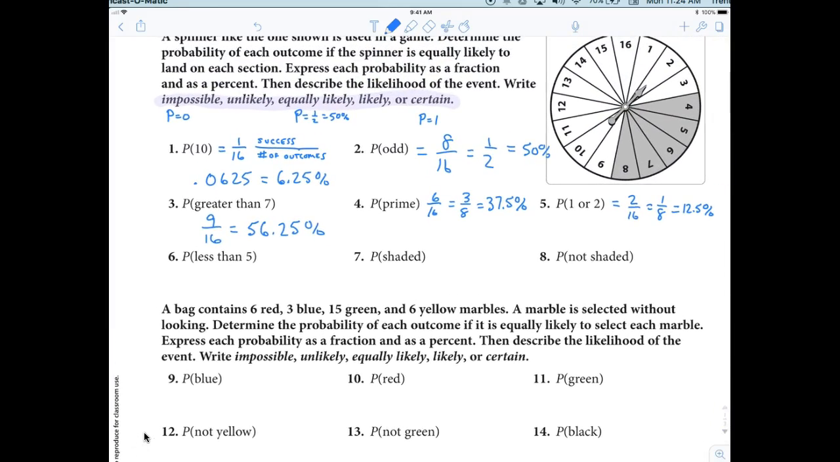Now I want to know how many are less than 5. How many numbers are less than 5? 4. 4 out of.